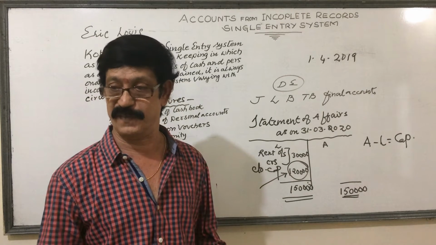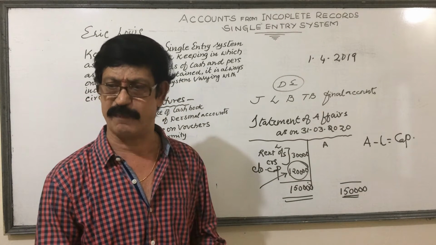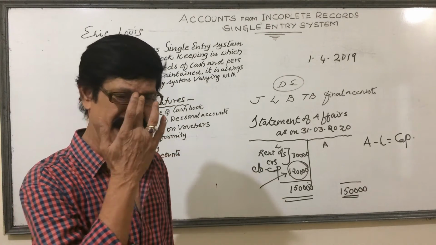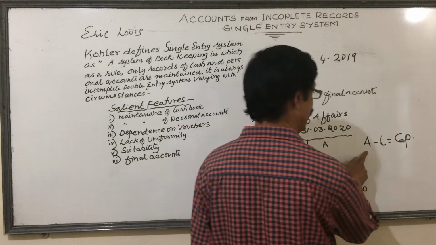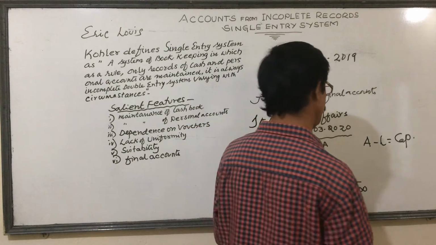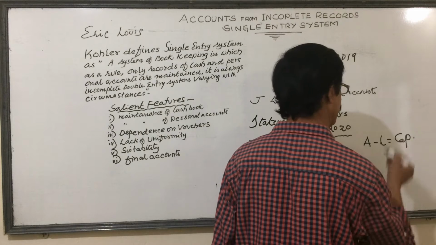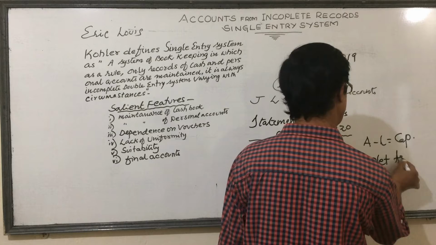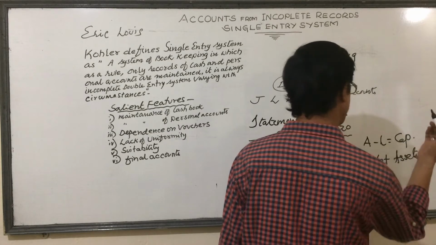Whenever you want to give a definition or explanation to capital, capital is nothing but excess of assets over the liabilities. Assets minus outside liabilities. What I have to pay to outsiders. Assets minus liability is equal capital. It is also called as net assets.